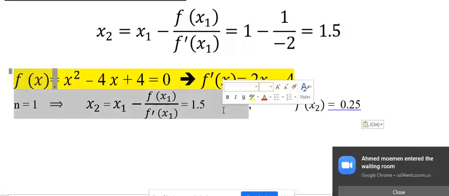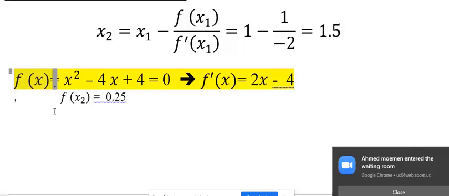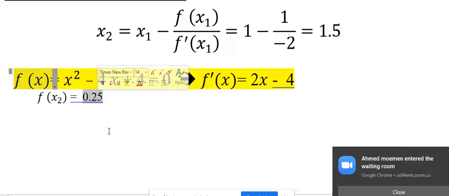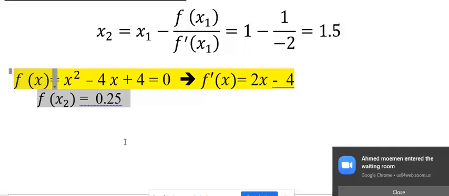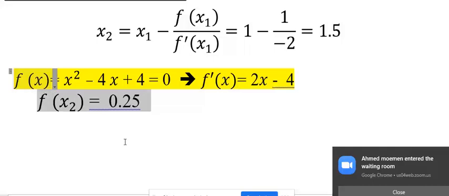F of x2 equal, are you sure? Quarter. F of x2 equal quarter. 0.25. Yes, doctor. 1 over 4.